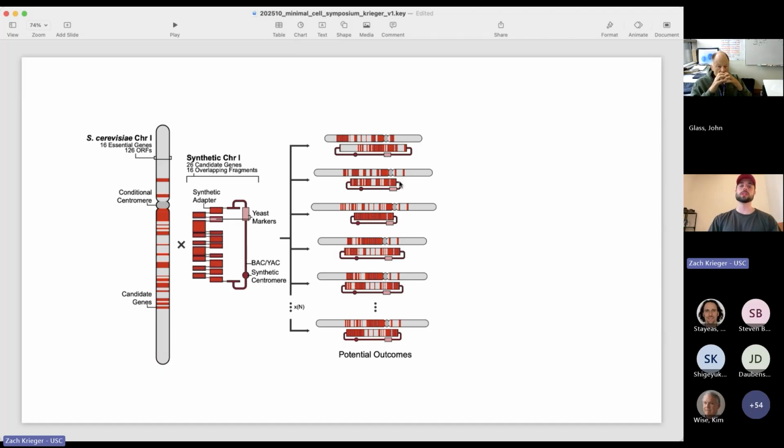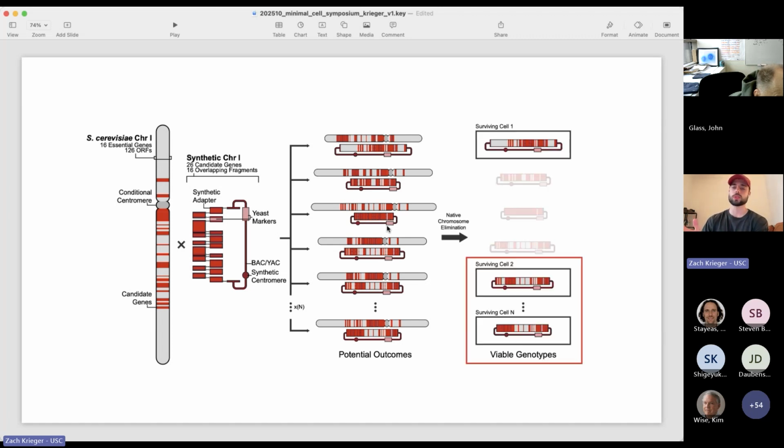So this is the designing and building part of this across a transformation plate where we get many distinct clones out of this transformation. We expect that we get many different genotypes of this minimized chromosome. And effectively what we're trying to do is account for regions of the chromosome that are annotated as non-essential, but might become essential and be required in the context of these reductions. Now, to test them, we can eliminate the native chromosome from this population using its conditional centromere. And what we get out are cells that have reduced genotypes that are actually viable genotypes.